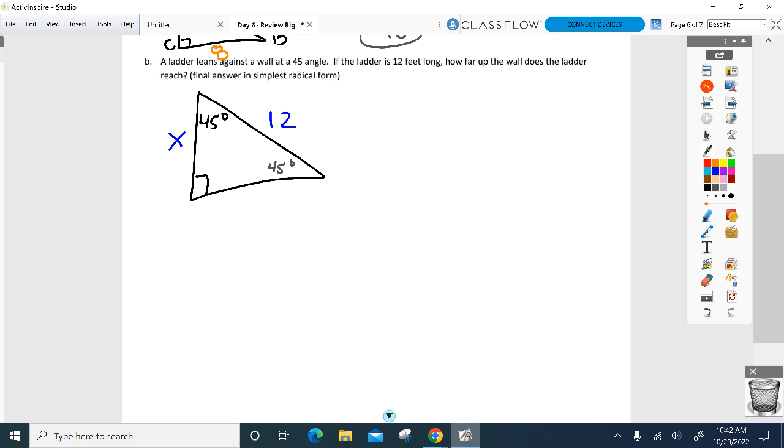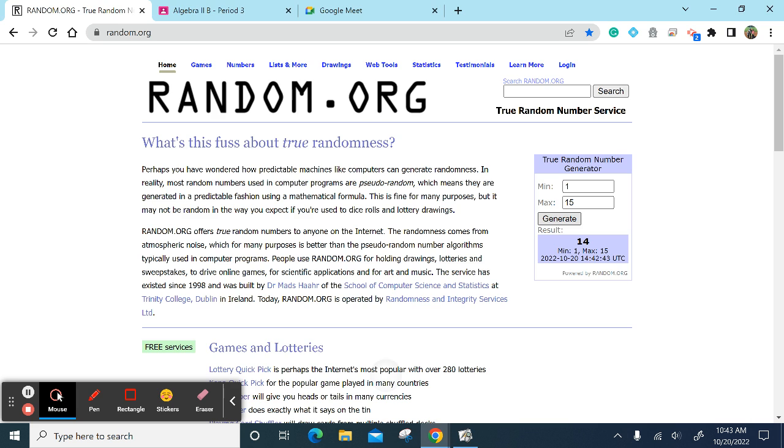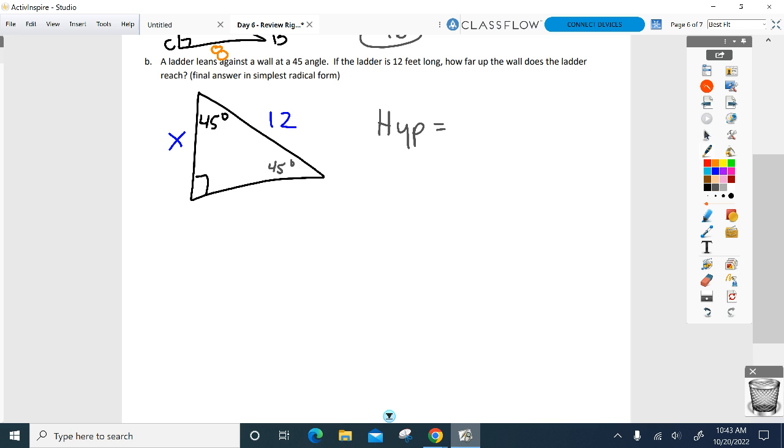Shorter. Remember, in a 45, 45, there is no shorter or longer. Why? Because they're both equal. So it's a leg. Okay, they're both equal. So let's get out the rule I gave you. How do you find the hypotenuse in a 45, 45? Reread the rule to me. Thank you. Leg times square root of 2.